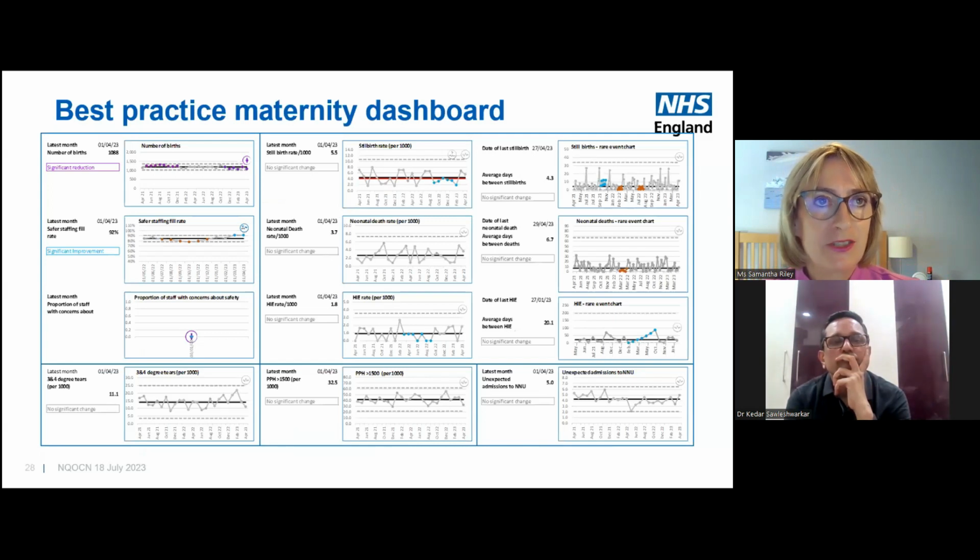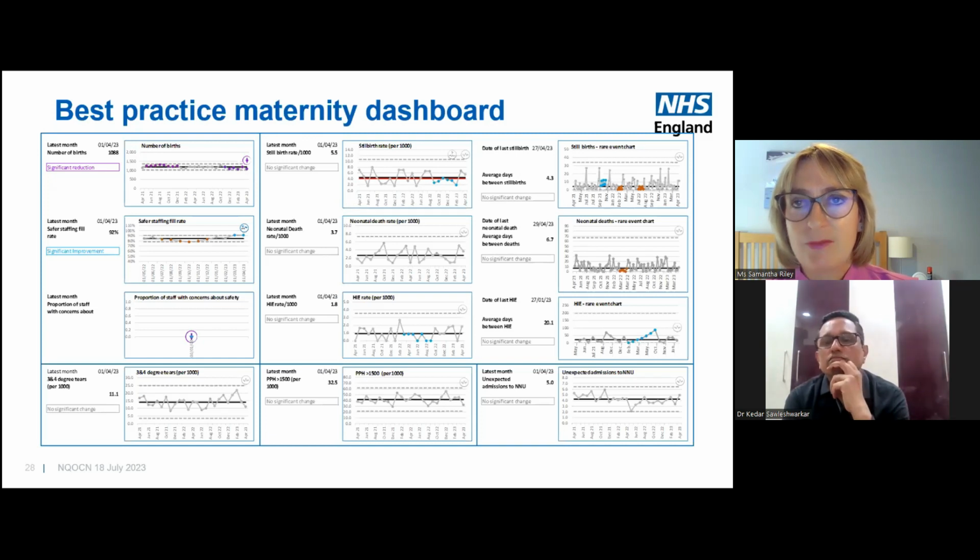So we have some contextual measures around the number of births. We have some information about staffing fill rates. And then we have those clinical measures that are important, including some rare events charts over to the right-hand side there. So I'm very happy for us to come back to you in a few months' time, maybe, once you're a bit more familiar, to talk about this in a bit more detail.